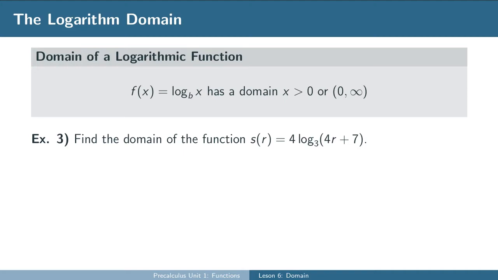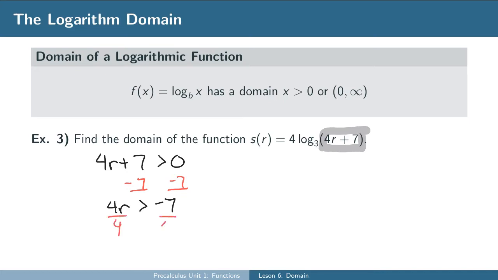So in this example, we're going to find the domain of the function s of r, which equals 4 log base 3 of the quantity 4r plus 7. We're going to take what's inside the logarithm, 4r plus 7, and set up an inequality: 4r plus 7 is greater than 0. Then we'll solve this, subtracting 7 from both sides, so we get 4r is greater than negative 7, and then we'll divide by 4 to get r is greater than negative 7/4.